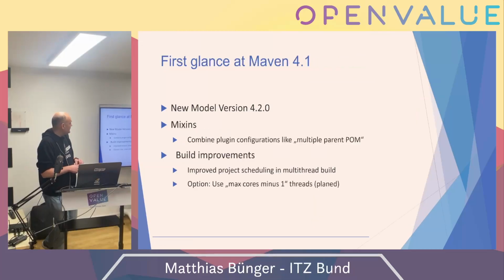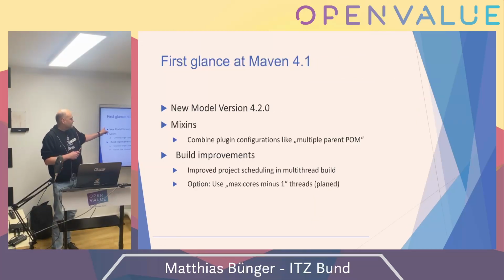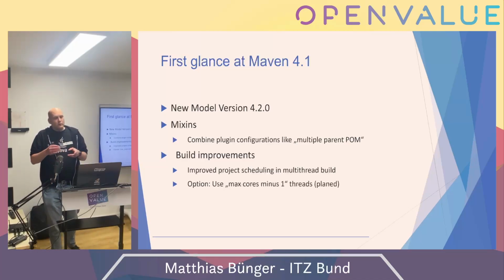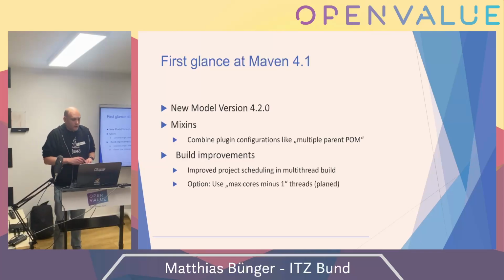And so, last slide, first glance at Maven 4.1. It introduces another new model version, because we are introducing mixins, another feature many users have been requesting for years. Those of you who are using Spring might have the problem that Spring has a parent POM, and then you're in an environment where the company also has a POM you should use as your parent POM, and then you're fiddling them together. Mixins are literally, okay, we can combine plugin configuration from multiple parent POMs, and other build improvements like improved project scheduling and multi-threading, making more usage of your cores and whatever is coming there.